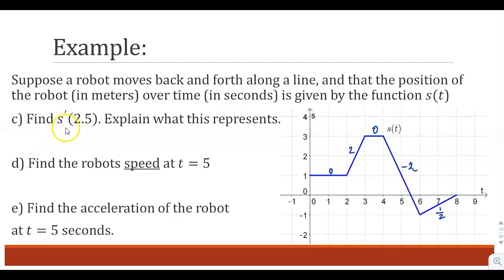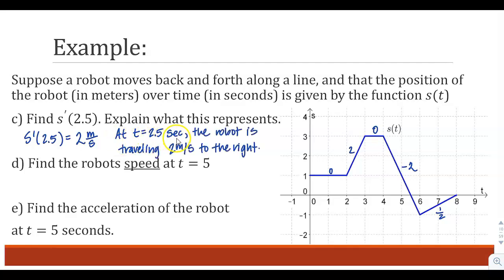For part C, find s prime of 2.5 and explain what this represents. We actually just talked about this. At 2.5, we identified that the slope of that piece is 2, and the slope of the line is the derivative, the velocity function. So s prime of 2.5 is equal to 2, and the units there would be meters per second, which also gives us our explanation. At t equals 2.5 seconds, the robot is traveling 2 meters per second to the right.